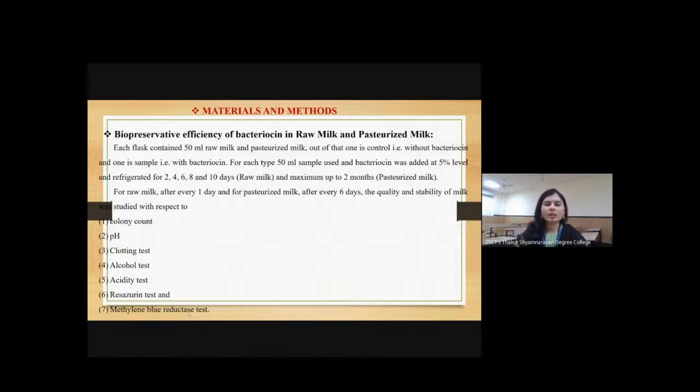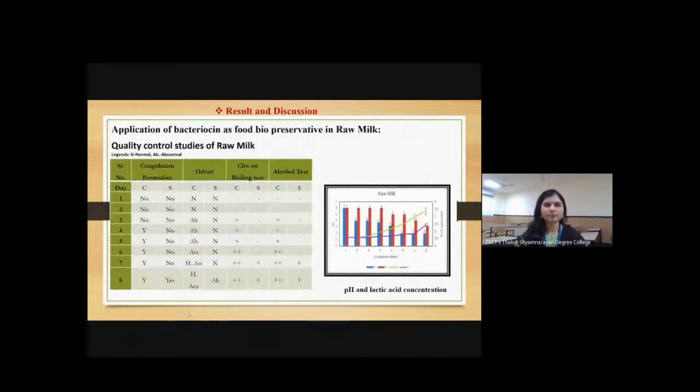The quality and stability of the milk we studied with respect to the following points: colony count, pH, clotting test, alcohol test, acidity test, refrigerant test, and methylene blue reductase test.